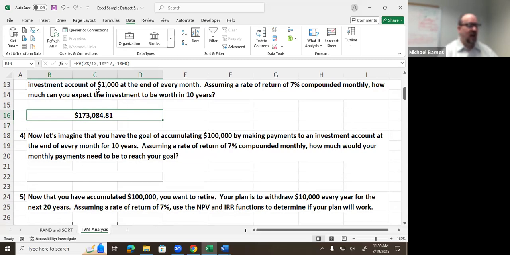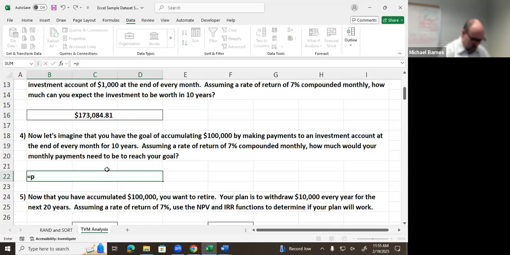Well, we know it's going to be less than $1,000 because $1,000 would be $173,000. But what would give us $100,000? We actually have a function for that. We're going to have payment equals PMT. And the good news about the payment function is it's very similar to what we've been dealing with already. Now we need to be very careful about our inputs here because they're really specific. So first of all, 7% is going to be your rate of return. But again, we divide that by 12 because we're doing this on a monthly basis, compounded monthly. The number of periods is 120 again, or 10 times 12, whichever you prefer. In this scenario, we want to have $100,000 in the future. What is our present value?